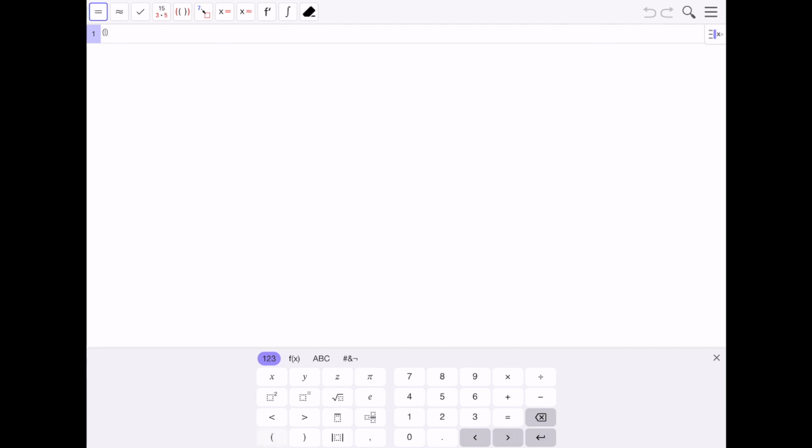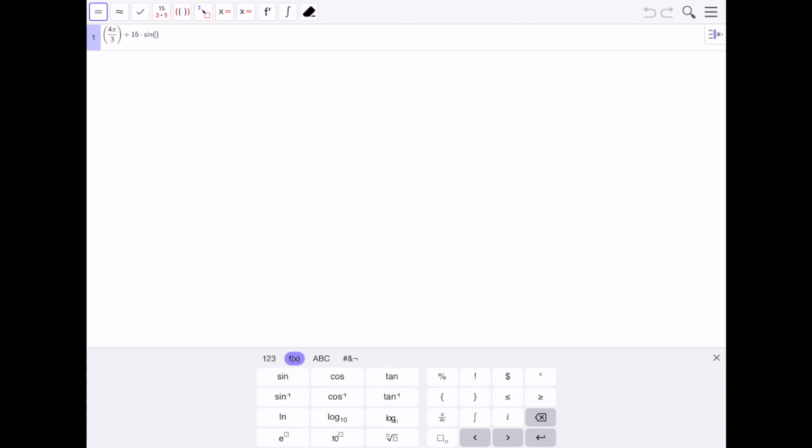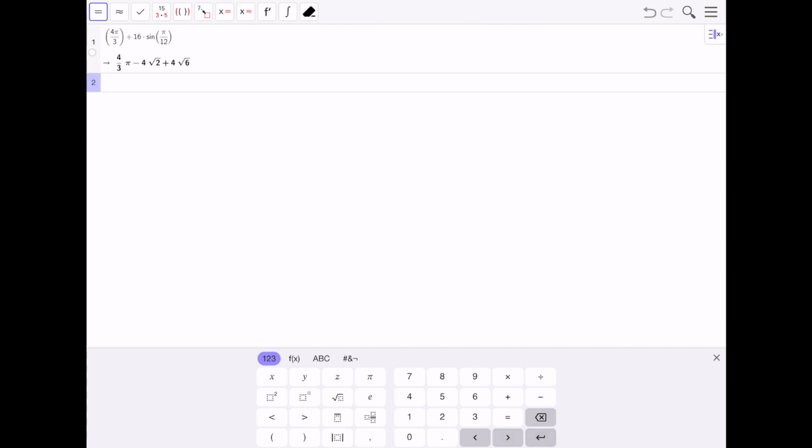So I type 4π divided by 3. I didn't need a pair of brackets here, of course. And then plus 16 times sine of π/12. Okay, and of course, if I press enter, I will get the exact value.